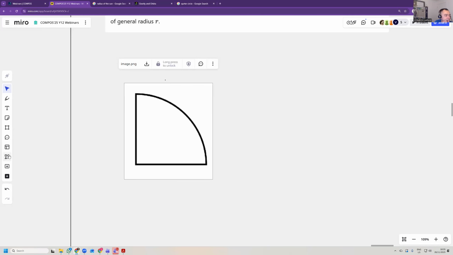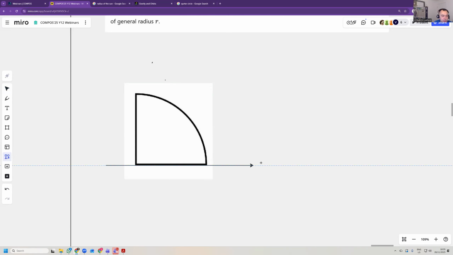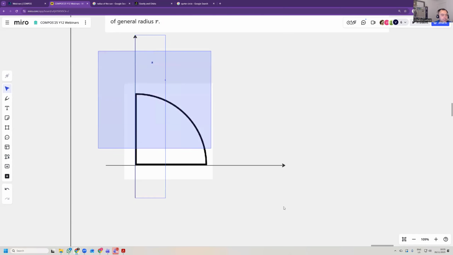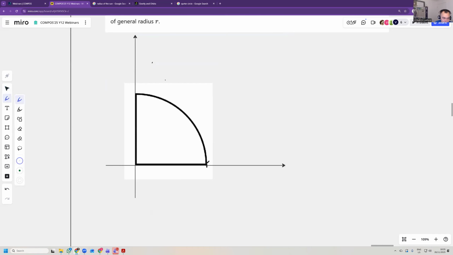Okay, quarter circle, and let's draw the axes. Okay, and it's 2 meters, 2 and 2, x, y. Now we're using Riemann sums.